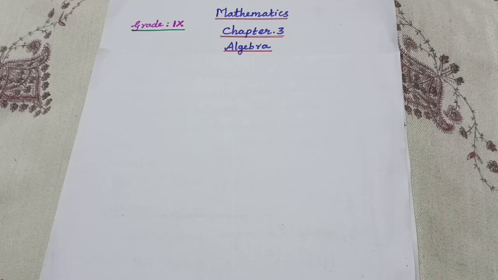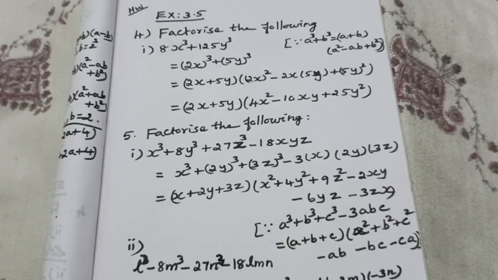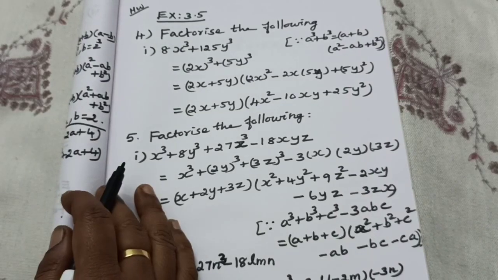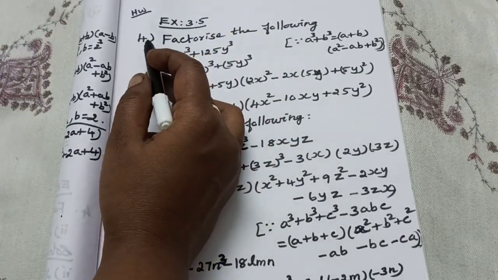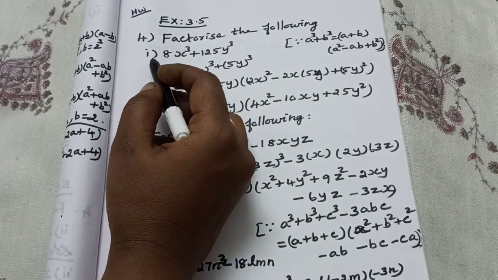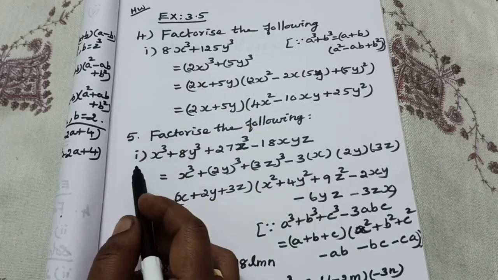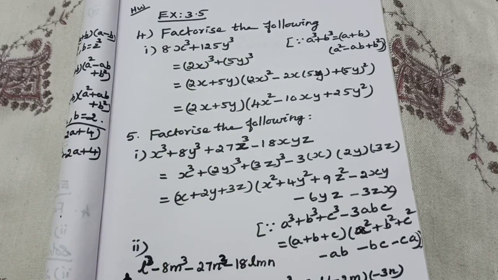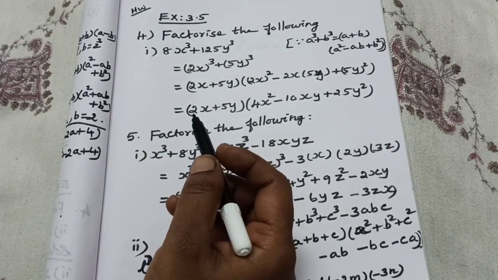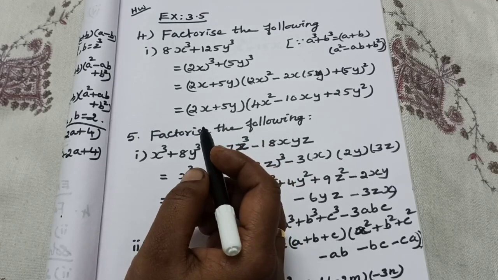Dear children, take your third chapter note and start writing. Children, have you completed your homework? Exercise 3.5, fourth one's first subdivision, fifth one first and second subdivision I gave as homework, isn't it? Can you remember? Take your homework and check your answers.